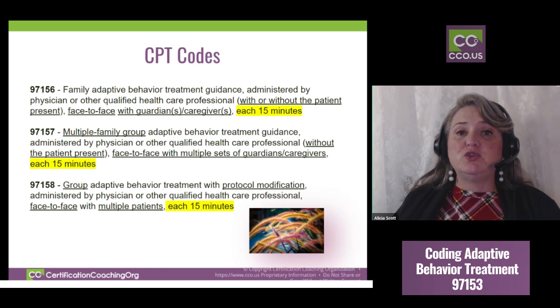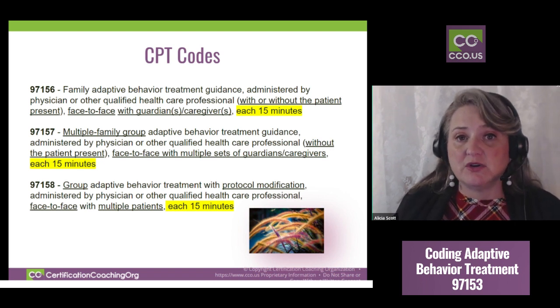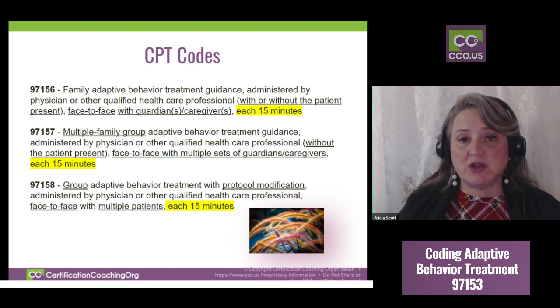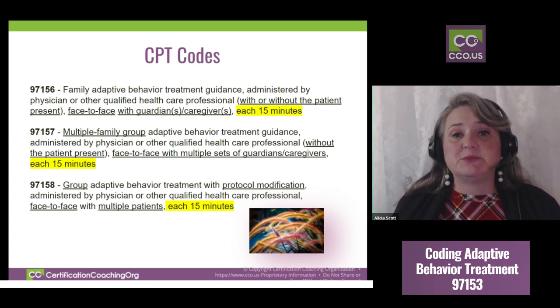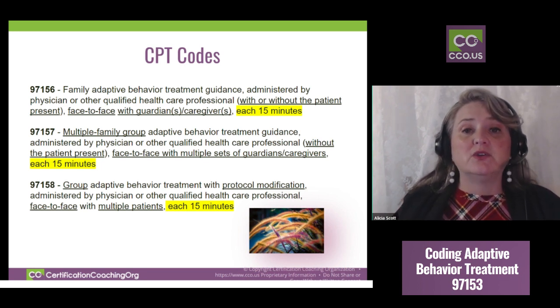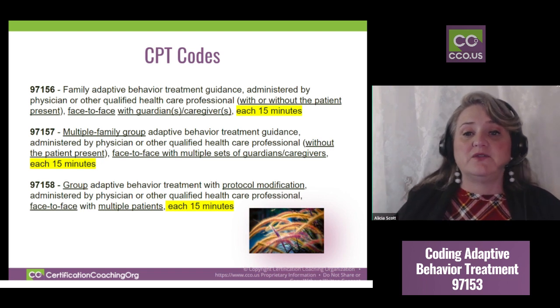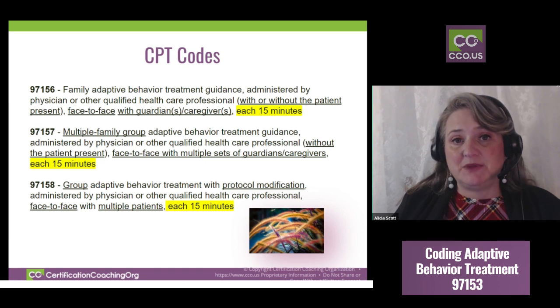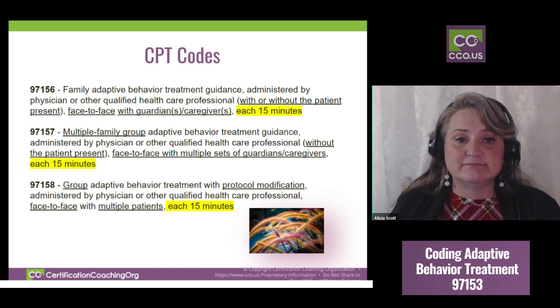So if you have a person that's a caregiver, say I'm taking care of an extended family member, then that's what I would be classified as, the caregiver. If you have legal guardianship over a niece or nephew, then again, you would be the legal guardian and qualified for this code. And the patient doesn't have to be face-to-face.